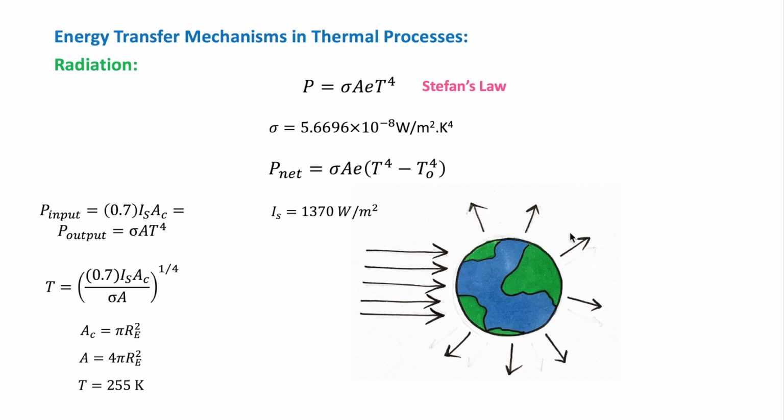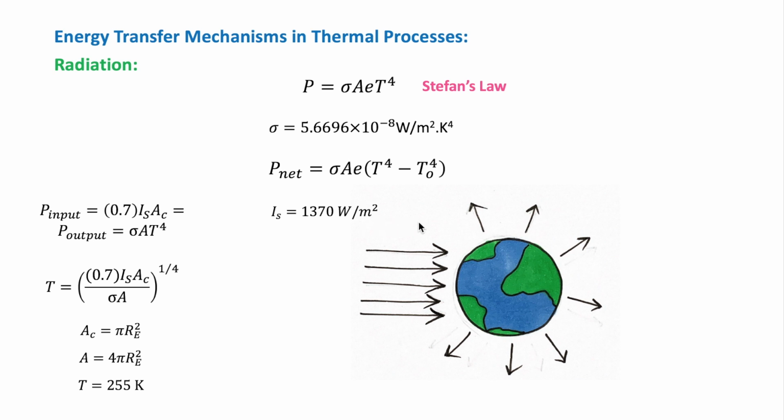Energy arrives to the Earth by electromagnetic radiation from the sun. So let's first define the intensity, which is the rate of energy transfer per unit area. The rate of energy transfer per unit area at the top of the atmosphere from the sun is I_s, known as the solar constant, and is equal to 1,370 watts per meter squared.